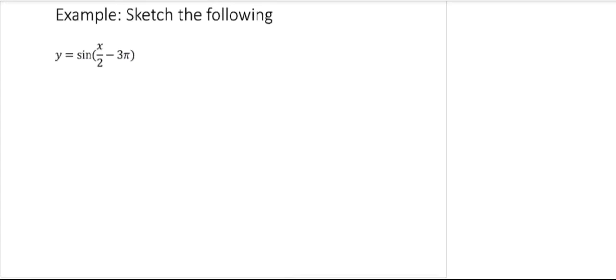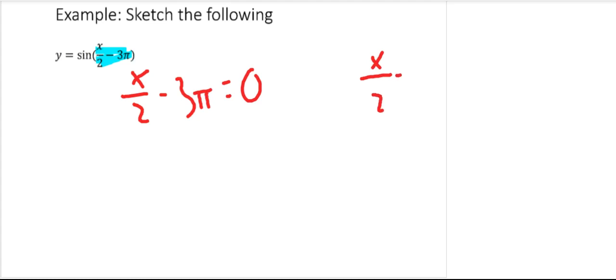This is going to be really interesting because if you look at the parentheses, it is way more complicated. So let's go ahead, same thing as before, set up my two equations. X over 2 minus 3 pi equals 0. And I won't make a mistake on this one. That's equal to 2 pi. That's a little minus sign, okay?